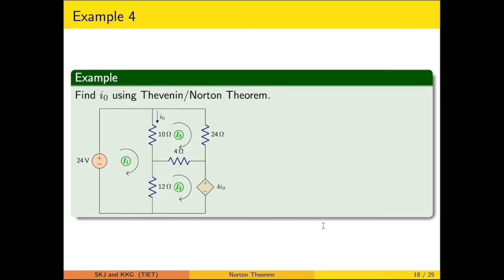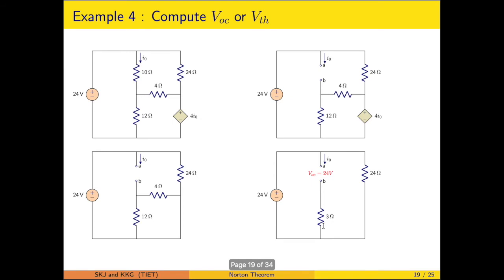Now this is a little more complicated circuit. There we are interested in calculating the I0 using Thevenin's or Norton's theorem. The steps come out to be the same. We will be calculating the VOC, and we will be calculating the ISC as well.